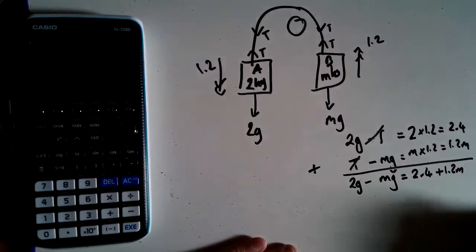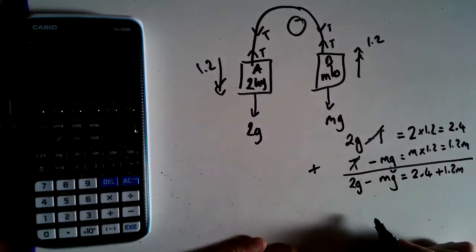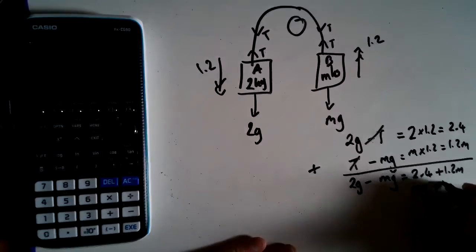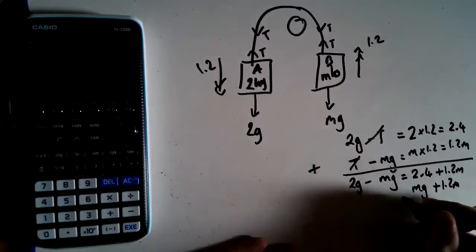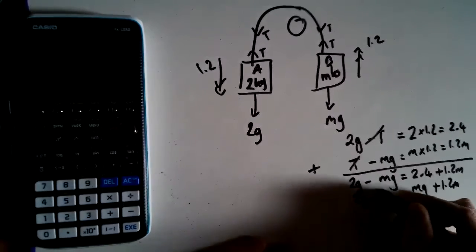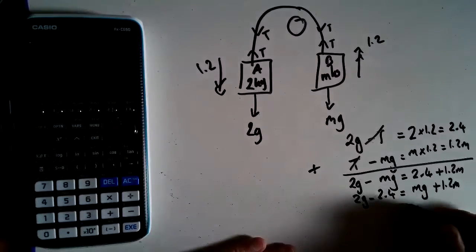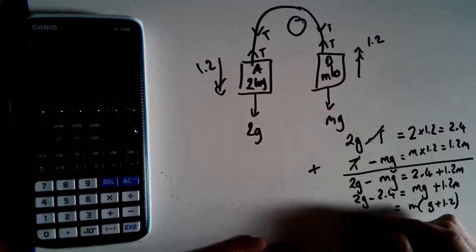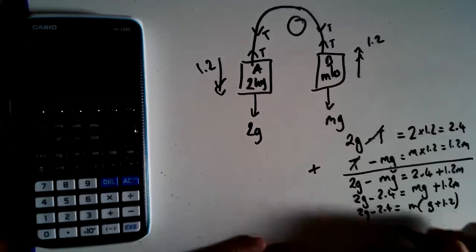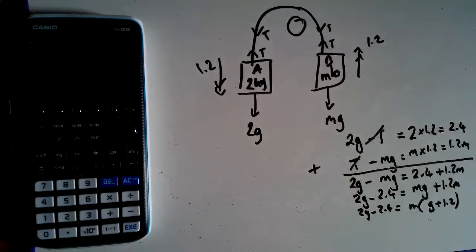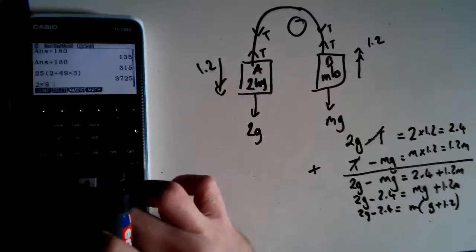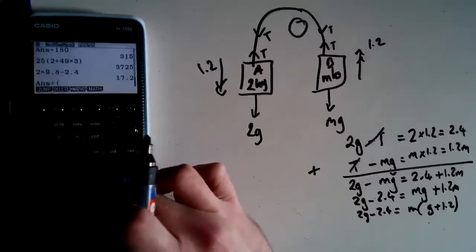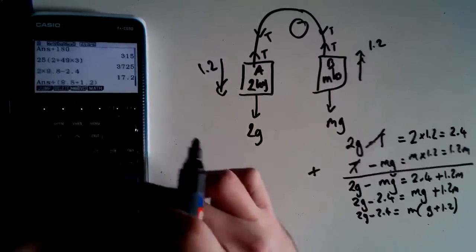So now it's just an equation. I can rearrange it to get the m's on one side. I can take the mg to this side, so mg plus 1.2m. Take away the 2.4 to that side, 2g take away 2.4. Factorize out the m, g plus 1.2, and this side 2g take away 2.4, and then just divide by it. So 2 times 9.8, take away 2.4, divide by 9.8 plus 1.2.